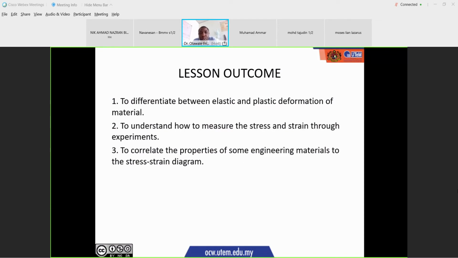Number two, you should understand how to measure the strength of material through experiment. If we carry out an experiment, how do I determine the stress and the strain of this material? And number three, based on the stress and the strain of the material, how do I determine the mechanical properties of the material? Say, for example, I measure my stress and strain, and I have this stress strain diagram. This is stress and this is strain. On this diagram, how do I determine the properties of this material? What are the properties that are of interest?